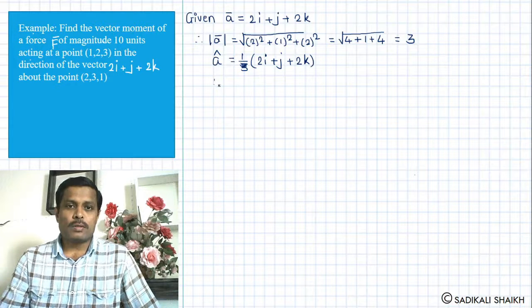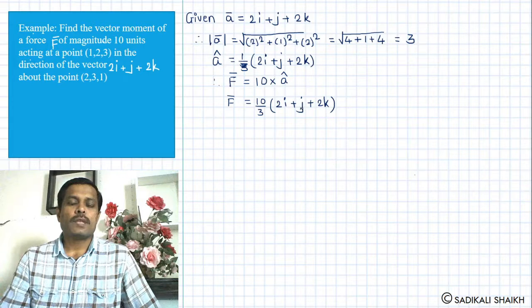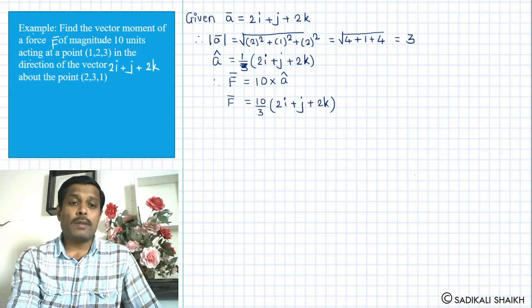So therefore F bar, this is our force, is equal to 10 into this is A cap. And therefore, your F bar will become like this. F bar is equal to 10 by 3, okay, 10 by 3, 2I plus J plus 2K. Now, this is our required force. Now, this force is acting at point 1, 2, 3. So, now I am labeling that point by some letter.